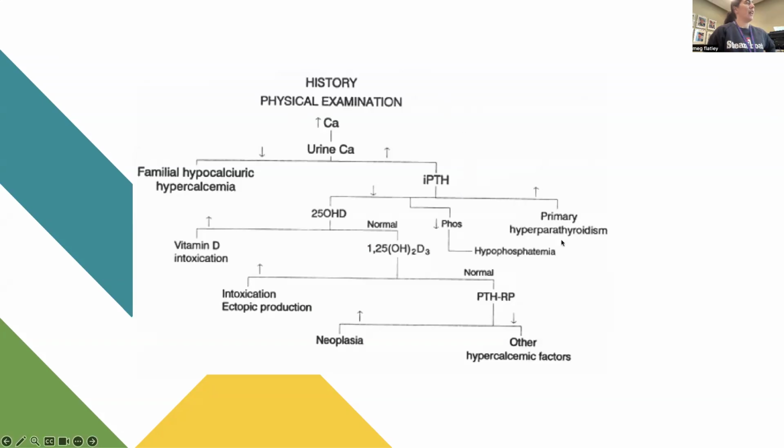If that's elevated, they have primary hyperparathyroidism. And you can just kind of see how the graph continues on down here. What I do want to highlight is this PTH related peptide. So hypercalcemia in outpatients is most commonly due to this. Hypercalcemia in inpatients is most likely going to be due to malignancy. And that's because of this PTH related peptide.